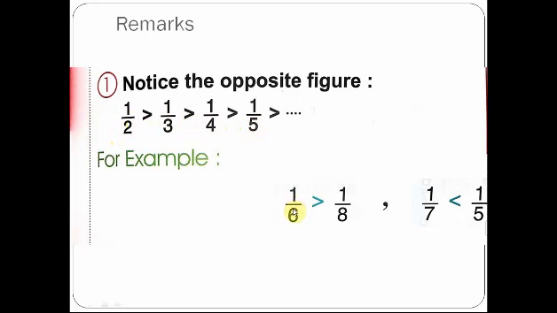For example, I have 1/6 and I have 1/8. Which is bigger? Now I have the same numerator. The smallest denominator is the greatest. That means the smallest denominator, 6, is bigger than 8. So 1/6 is bigger than 1/8. Another example: 1/7 and 1/5. The same numerator, so the smallest denominator is the greatest. Excellent. So now 1/5 is bigger than 1/7, or 1/7 is smaller than 1/5.